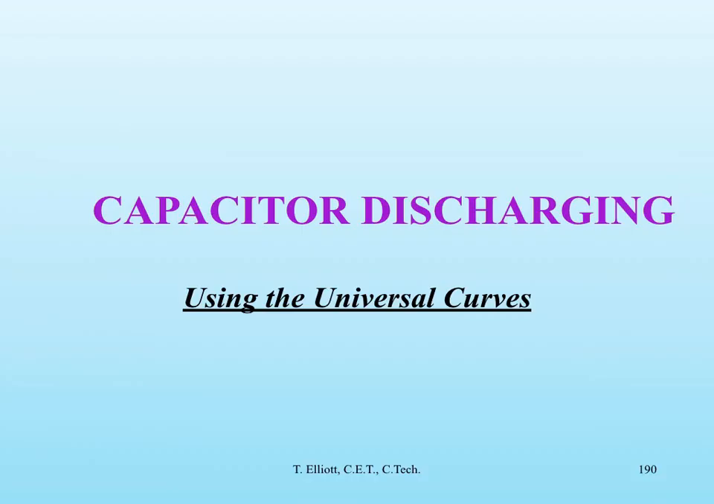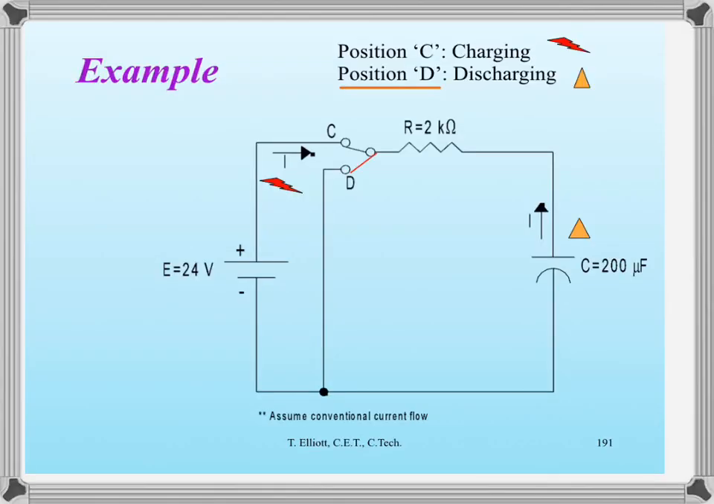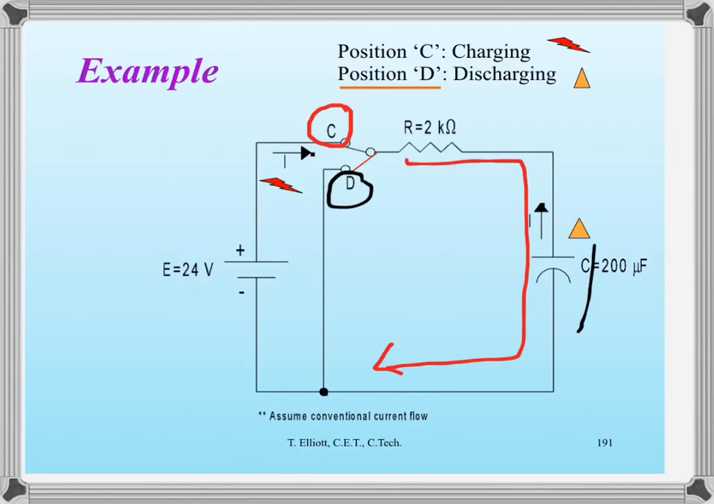Okay, capacitor discharging. So in this case, have a new little diagram, and when we're charging, we put the switch in position C, so then we get current, so you can go like that. But now that we're discharging, we move the switch to position D for discharge. The current's going to go the other way. It's going to go back like this.